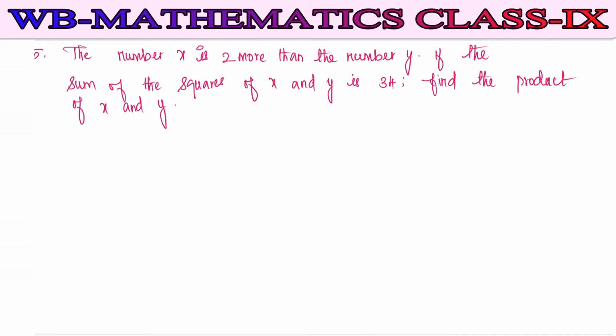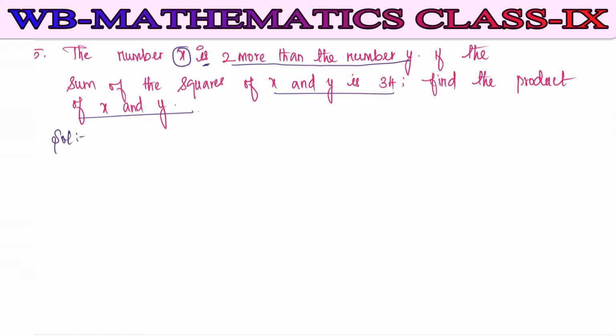Here the 15th one: the number x is 2 more than the number y. If the sum of the squares of x and y is 34, they have given, find the product of x and y. So I am going to write the given conditions.